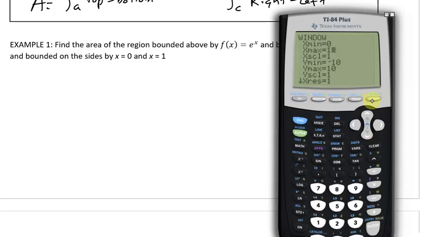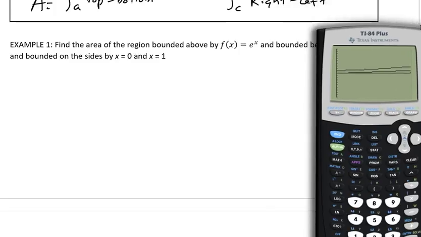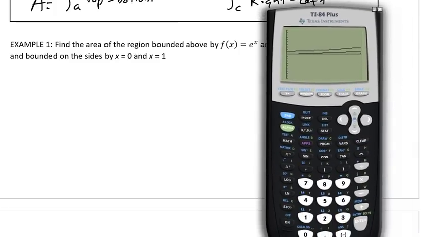So there's the e to the x function right there, and there's the y equals x function there. We got a lot of space there. I'm going to change the window. Let's make it go from 0 to 5.